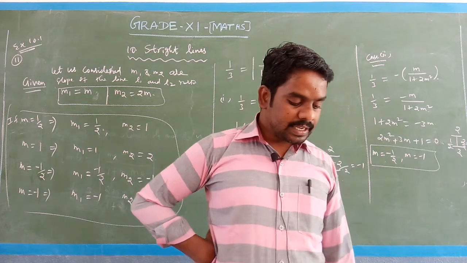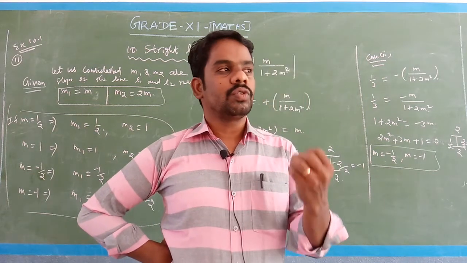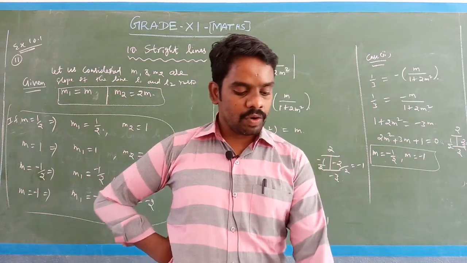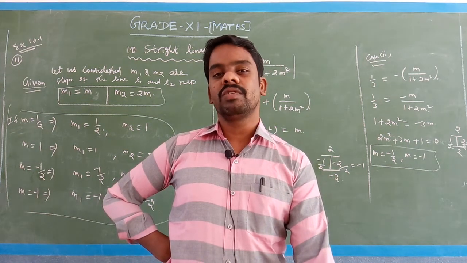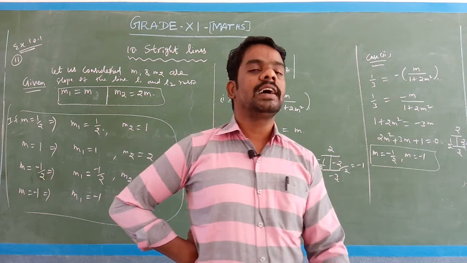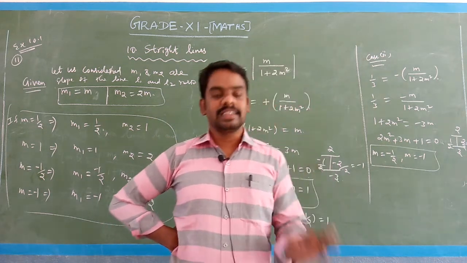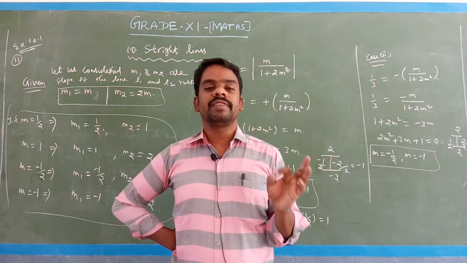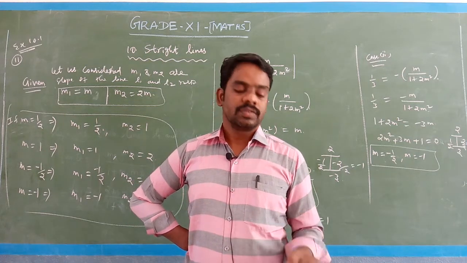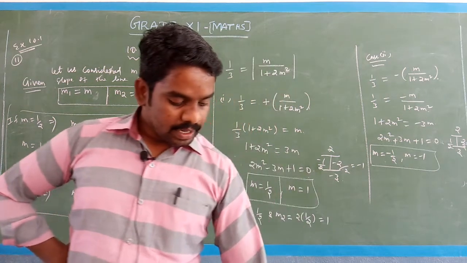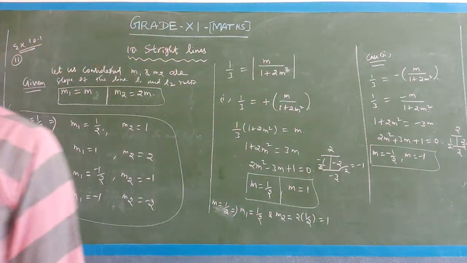Let us consider m1, m2 are the two slopes. So m1 is 1 by 2 and the angle theta is equal to pi by 4. Then find the value of m2. Use this formula: the angle between two lines is tan theta equal to modulus of (m2 minus m1) divided by (1 plus m1 m2). Very simple question. So this is homework. Okay. Right. Next, exercise number 10.2.